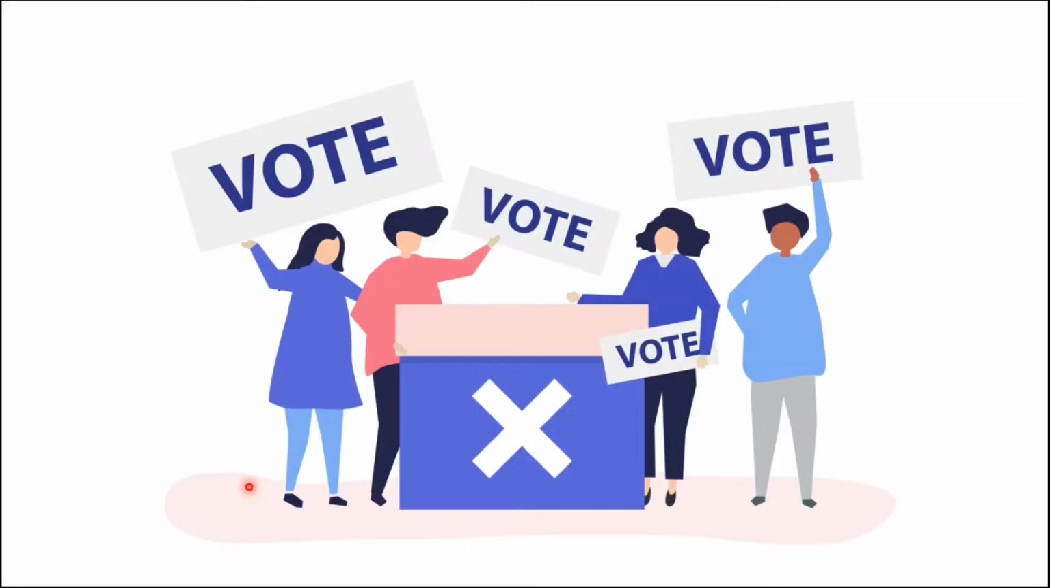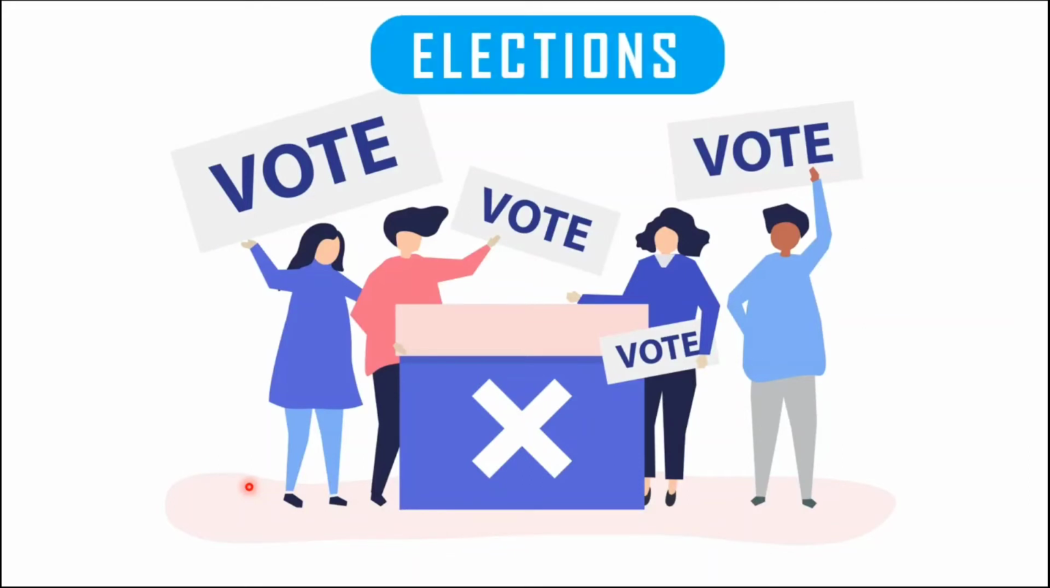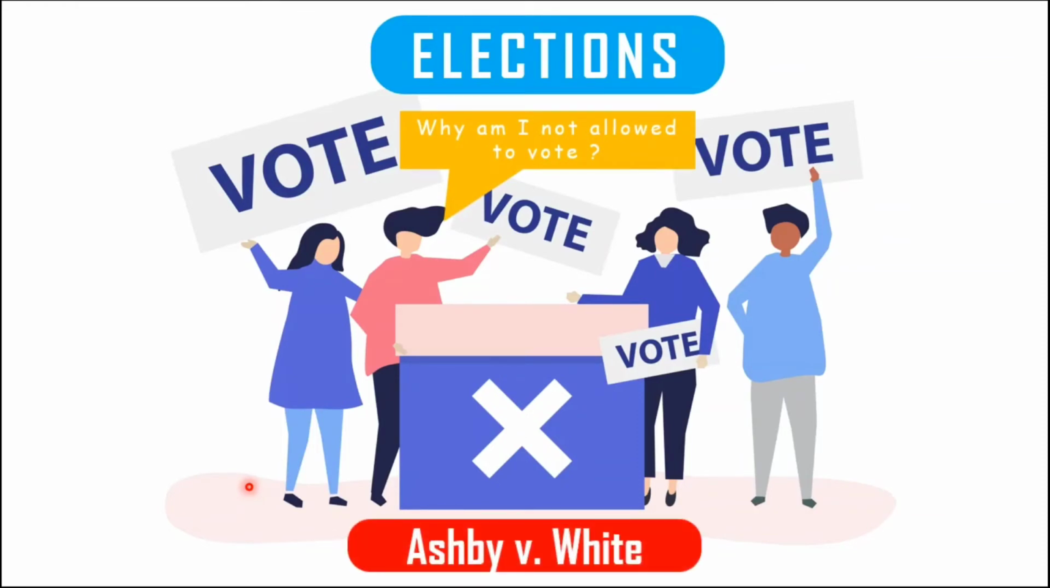Now let's say that there are elections going on in your neighborhood, and one lady goes to the election booth and she is not allowed to vote because she is black. That happened in the Ashby v. White case. A lady went to vote in the United States of America and she was not let to cast her vote because she was a black woman. Do you think that her legal right has been ignored here? Yes, her legal right has been ignored here, and since her legal right has been ignored, she was given compensation for not letting her vote.